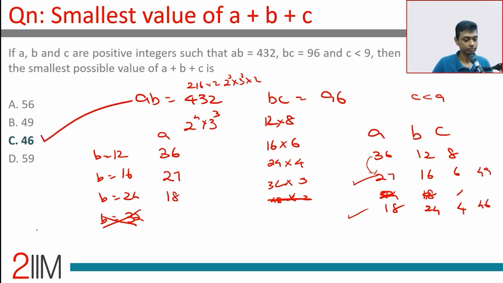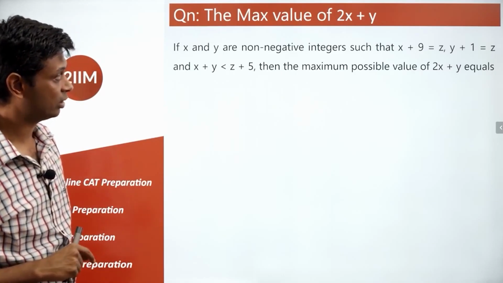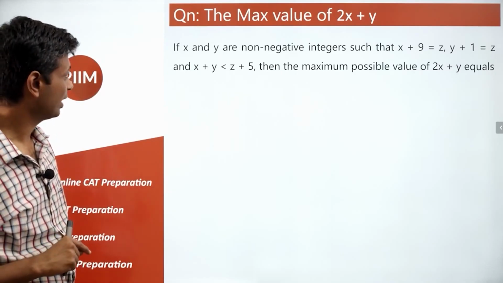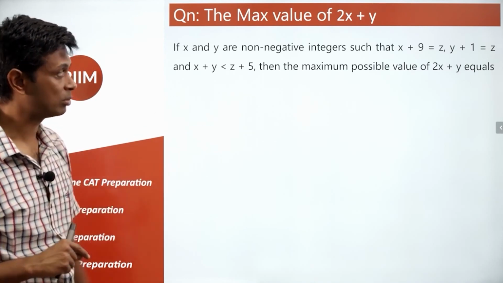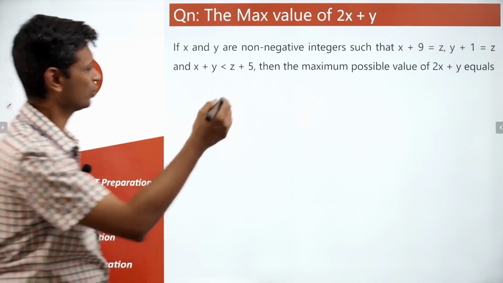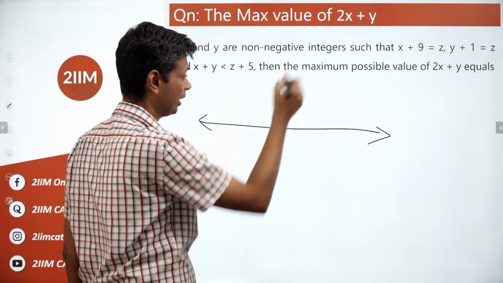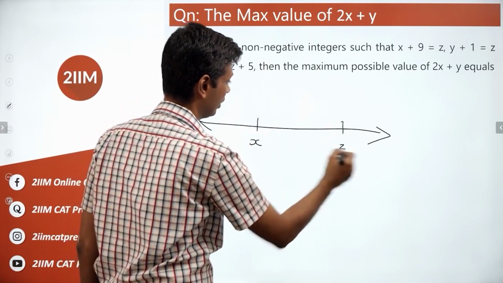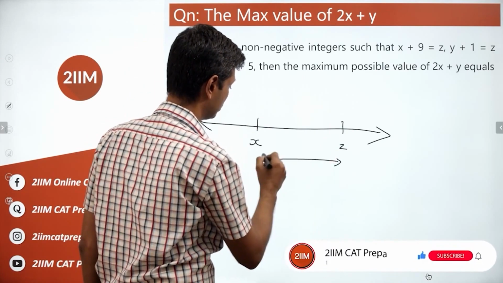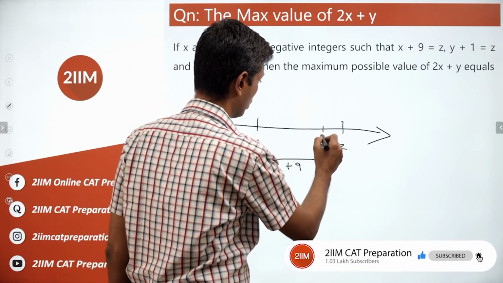46 is better. If x and y are non-negative integers such that x plus 9 is equal to z, y plus 1 is equal to z, and x plus y is less than z plus 5, then the maximum possible value of 2x plus y equals. So to start with, I like the idea of drawing a number line, where you can plot everything. There is x, x plus 9 is z, this is plus 9, y plus 1 is z, so y is here.